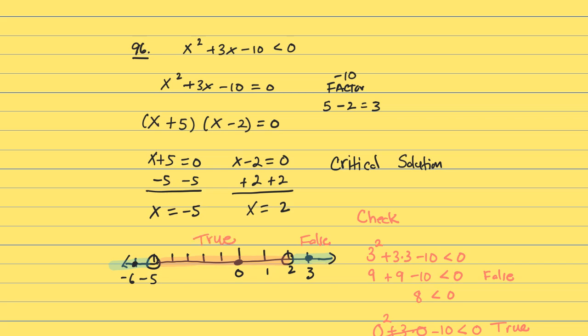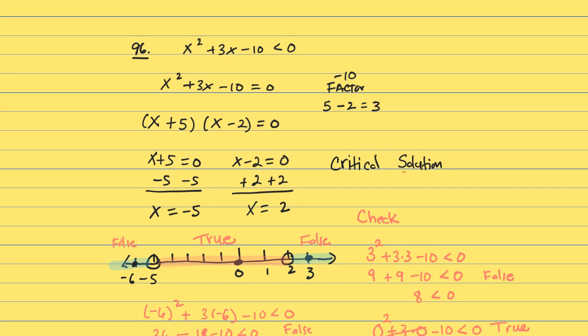Now we're going to go ahead and check negative 6. So we have negative 6 squared plus 3 times negative 6 minus 10, and we're going to check if that's less than 0. Negative 6 squared is 36. 6 times 3 is negative 18, minus 10. I know 36 minus 18 is 18. 18 minus 10 is 8. And we know that 8 is not less than 0, so that's false. So this right here is false.